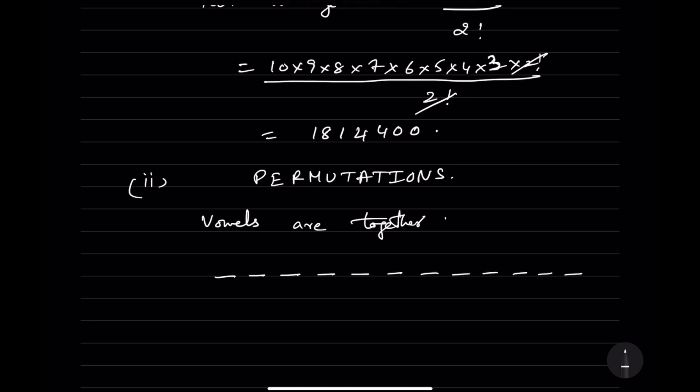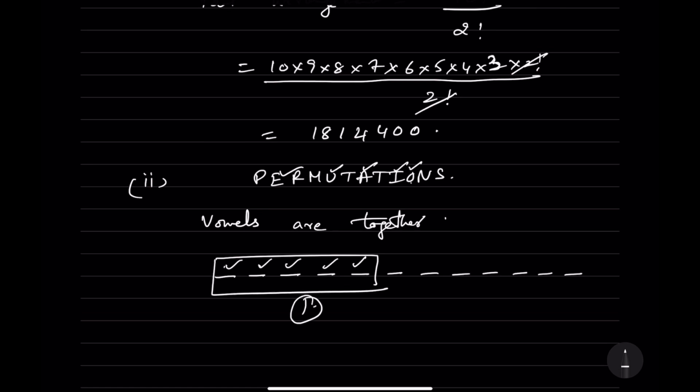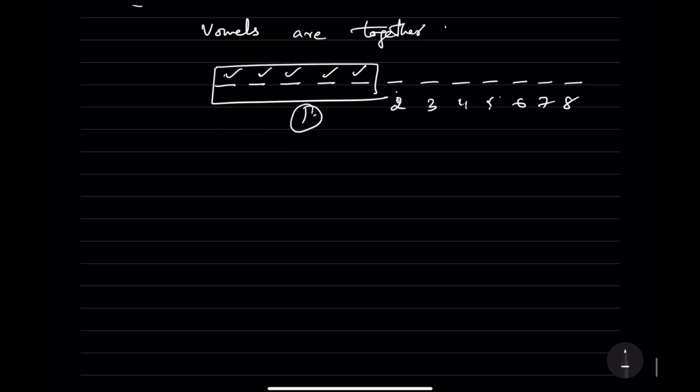Okay. So now here you are having 1, 2, 3, 4, 5. These positions are occupied by the vowels, and we are going to take them as one entity. So 1, then the second, third, fourth, fifth, sixth, seventh and eighth. So totally we are having 8.